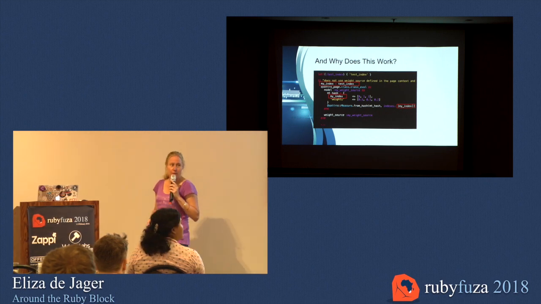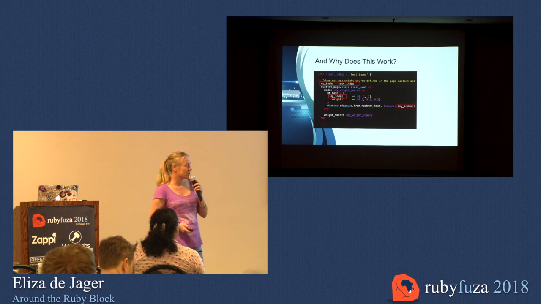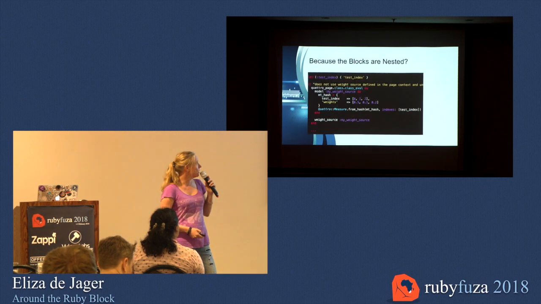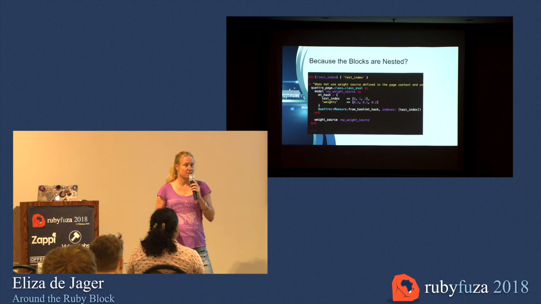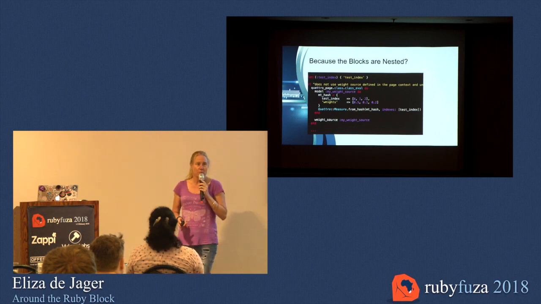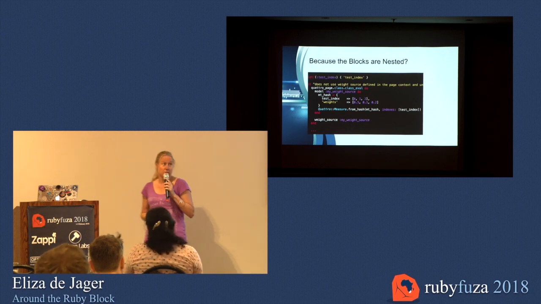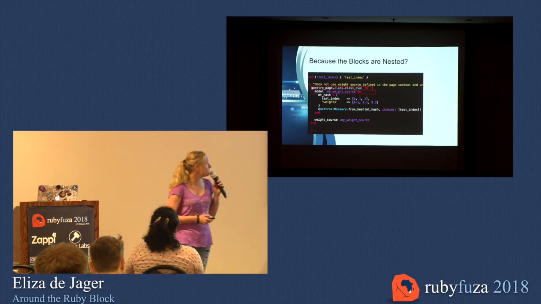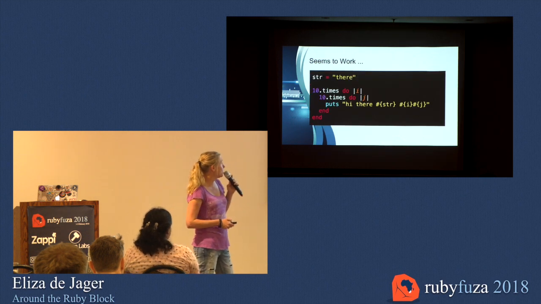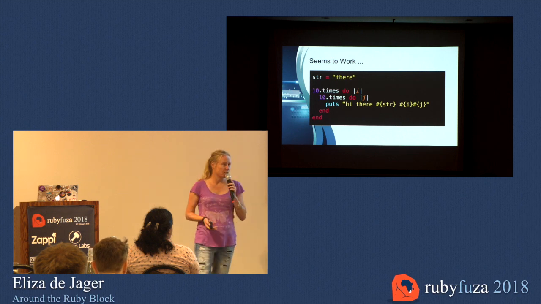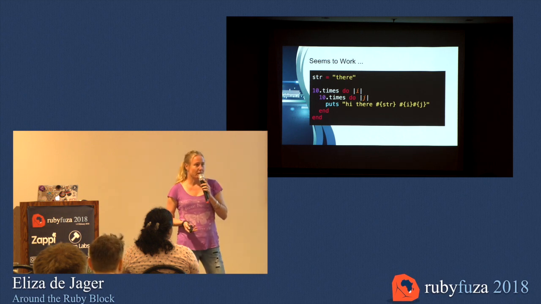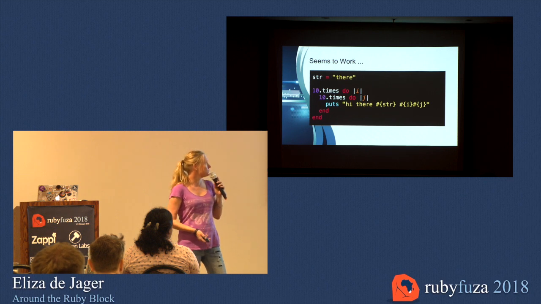So I came up with a bit of a differential diagnosis to try and understand what was going on here. Theory one was maybe the problem was that they were nested blocks. So I thought maybe you can't define a variable outside the scope of two nested blocks and then use it inside the innermost block. And so to test this theory, I came up with this example over here, where I defined the string variable and used it inside two nested calls to times, and that works just fine, as I'm sure doesn't surprise you.